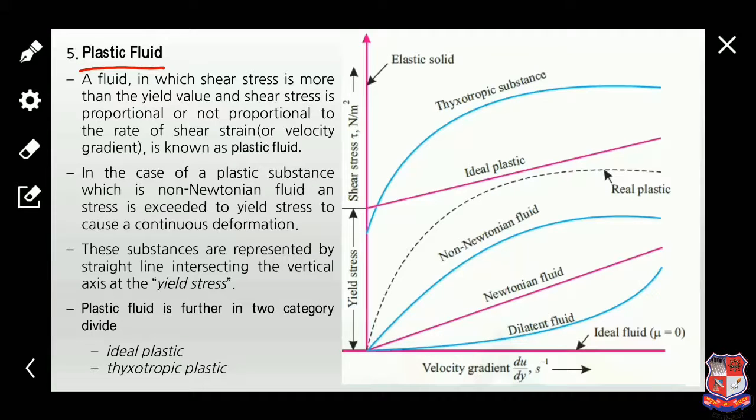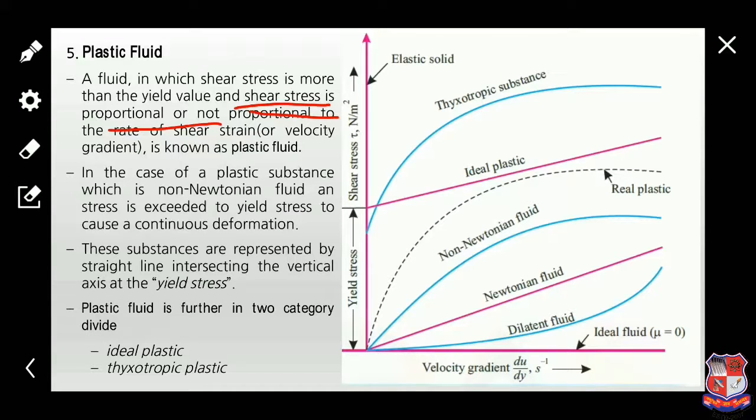Now the plastic fluid: a fluid in which shear stress is more than the yield value, and then shear stress is proportional or not proportional to the rate of shear strain, is known as a plastic fluid. In the case of a plastic substance, which is a non-Newtonian fluid, when stress exceeds the yield stress it causes continuous deformation. These substances are represented by a straight line intersecting the vertical axis at the yield stress. Plastic fluid is further divided into two categories: ideal plastic and thixotropic plastic.